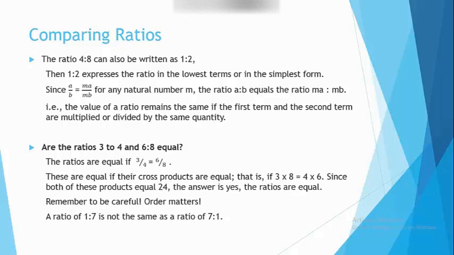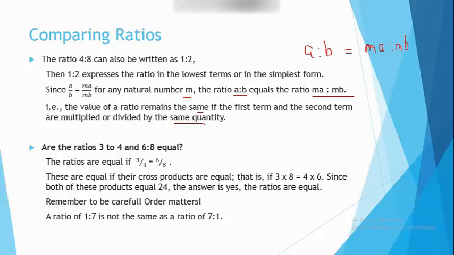Since A by B equals MA over MB for any natural number M, the ratio A to B equals the ratio MA to MB. That is, the value of the ratio remains the same if the first term and the second term are multiplied or divided by the same quantity. So here the same quantity is M. We are multiplying both the terms A and B by M, but still we get the same value, which is A to B equals MA to MB.